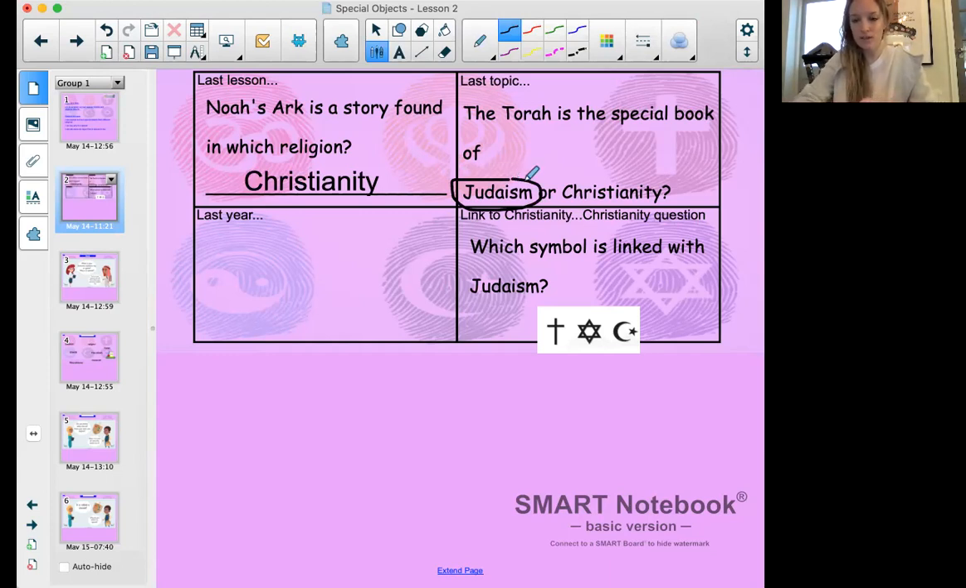And finally, which symbol is linked to Judaism? So last week we looked at how the cross is linked to Christianity. Would it be the star of David or the moon and the star for Judaism? Pause the video and have a guess. And if you guessed the Star of David, well done. That is the symbol linked with Judaism.